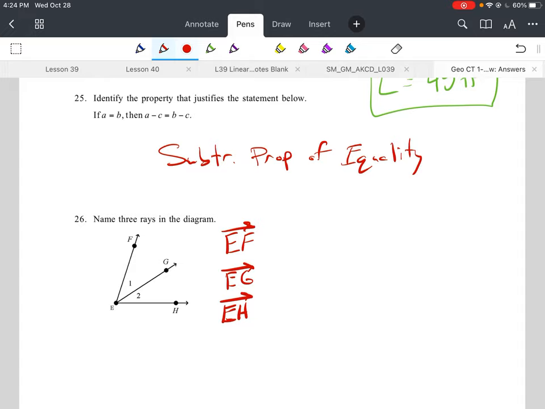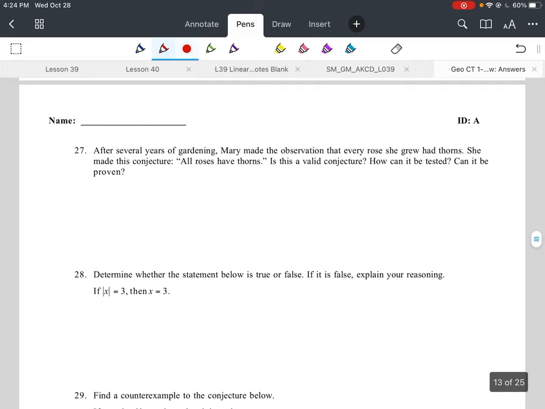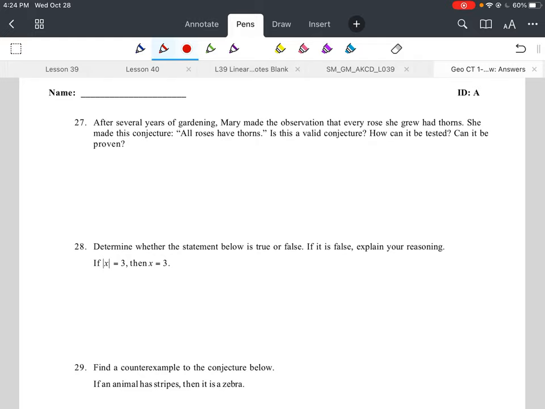All right, good enough. After several years of gardening, Mary made the observation every rose has its thorn. I feel like we've seen this before. All roses have thorns. Is it a valid conjecture, and how can it be tested? Can it be proven? So again, this is a conjecture. Is this a valid conjecture? How can it be tested? Well, the only way to test this conjecture is to really test it to be false. You can't really prove unless you can find every rose in the world. So completely impossible. Can it be proven? No, it cannot be proven because there's no way you can study that.